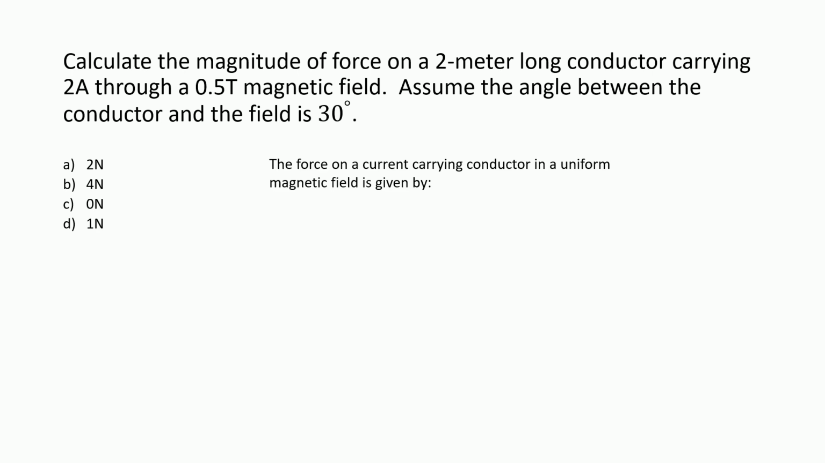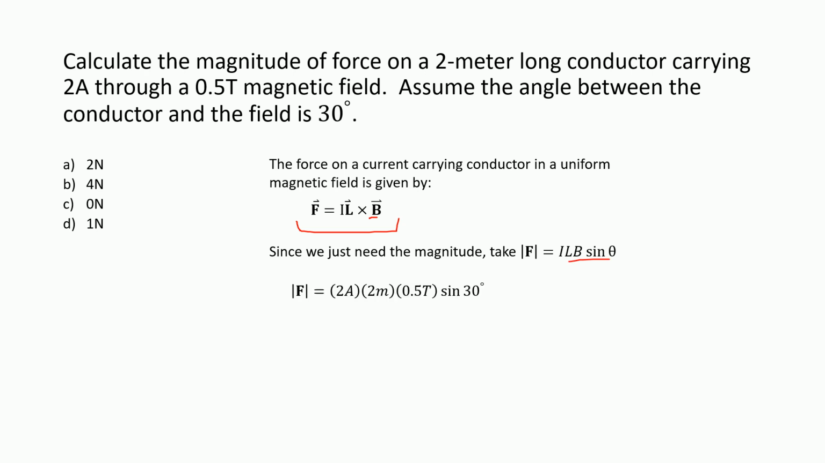But anyway, the force on a current carrying conductor in a uniform magnetic field is given by this equation, which of course is found in your FE handbook. It's the old force equals the current times the length cross the magnetic field, or the flux rather. That's the flux. Since all we need is the magnitude, we can do the old cross product with good old sine theta, right? So from here, it's a plug and chug.